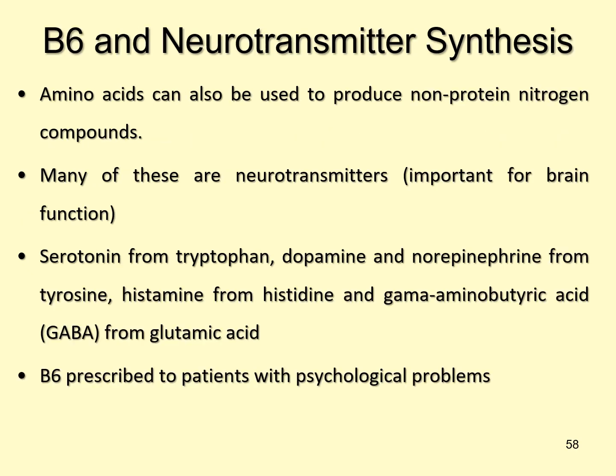And B6 can also be used in neurotransmitter synthesis. Amino acids can also be used to produce non-protein nitrogen compounds, and many of these are neurotransmitters, which are very important for brain function. For example, serotonin from tryptophan, dopamine and norepinephrine from tyrosine, histamine from histidine, and gamma aminobutyric acid or GABA from glutamic acid. These are all neurotransmitters, which are very important for our brain function.